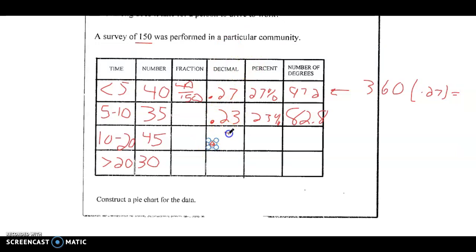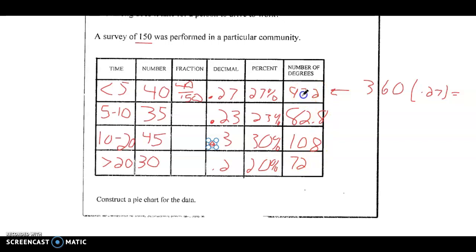So that's 0.3, so it's 30%. And that's 108 degrees. And then your last one, you could just subtract them from 360 because it better make a full circle, otherwise you messed up. So 30 divided by 150 is 0.2, 20%.